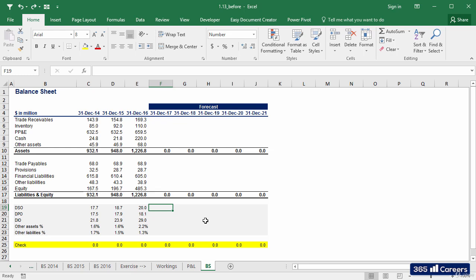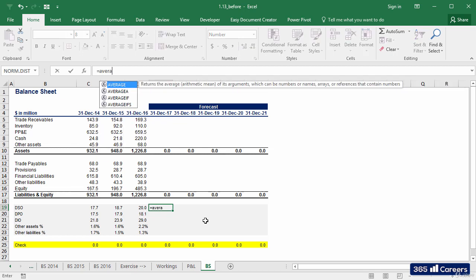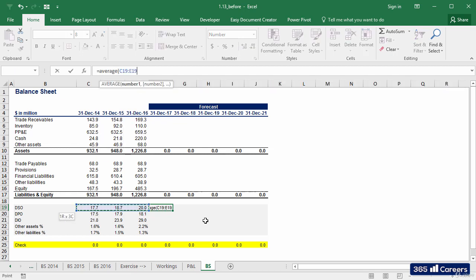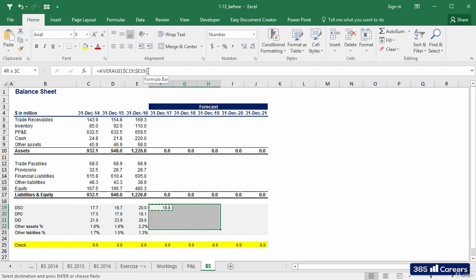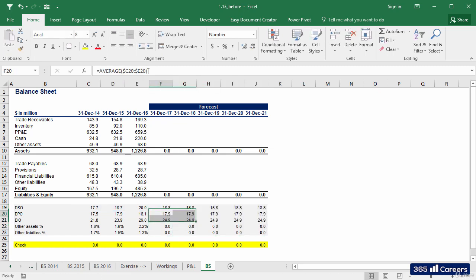There are two possible ways to calculate the development of these items. We can either consider the average days observed throughout the historical period or the latest figure. Based on the numbers we have, I'll use the average. Let's apply the average function for each of these items. These are the values we'll expect to have in the future.